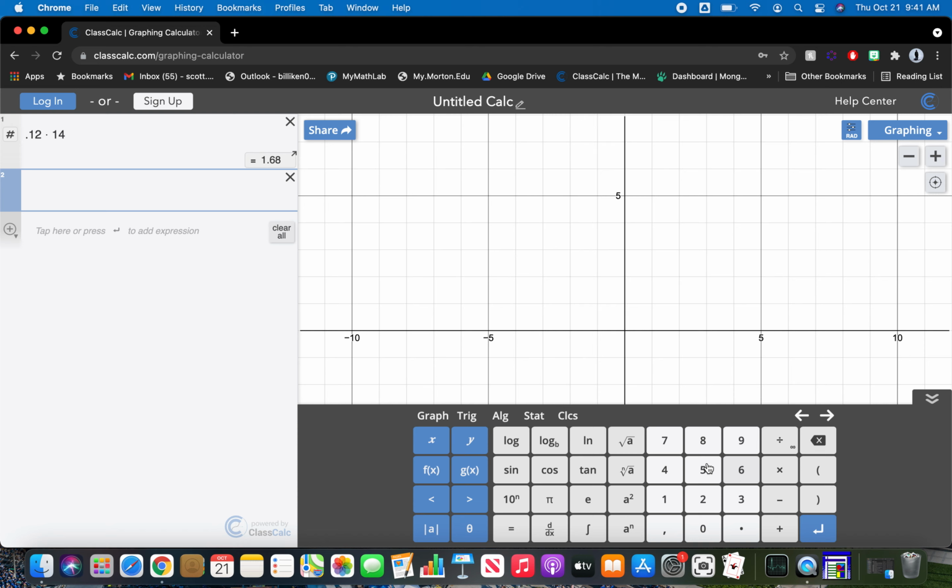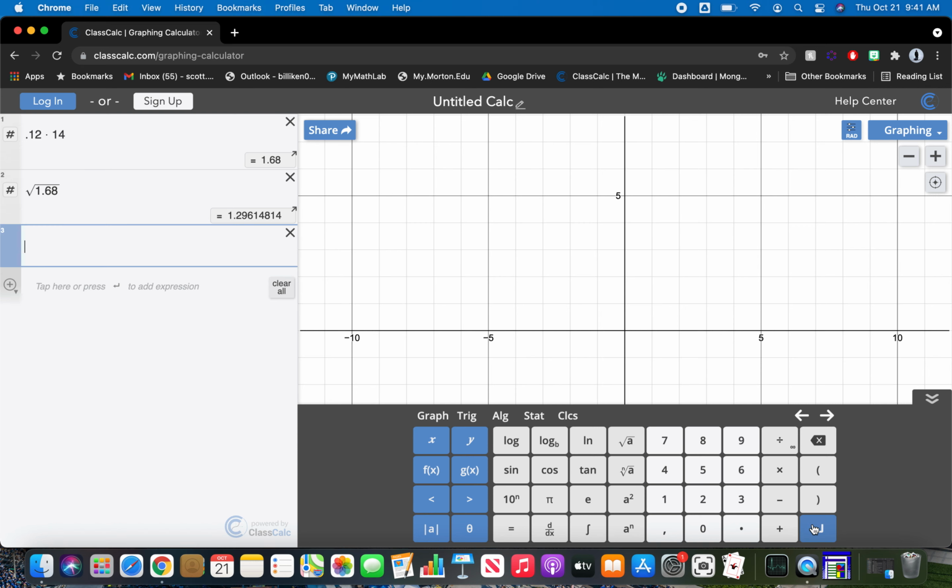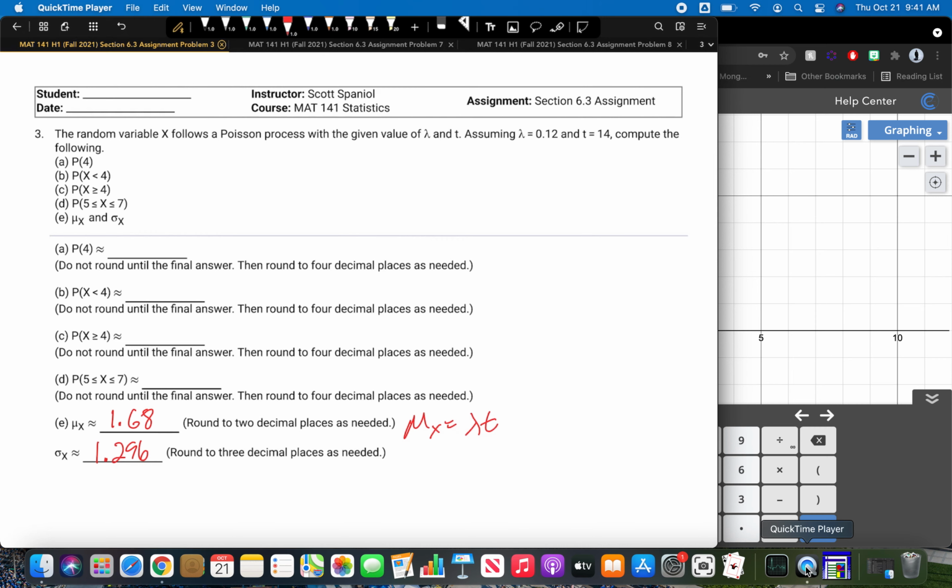And then the standard deviation of x is just the square root of that. So we're just going to do the square root of 1.68. So that's rounded to 3 decimal places, that's 1.296. Okay. So that's a useful place for us to start. Sigma sub x is the square root of lambda t. That's useful because we need mu in order to use our calculator to calculate the rest of these.